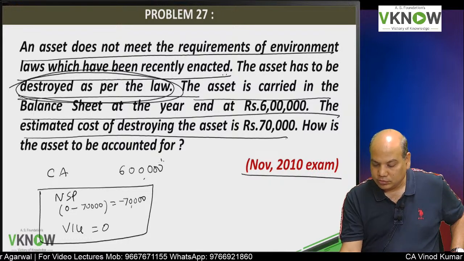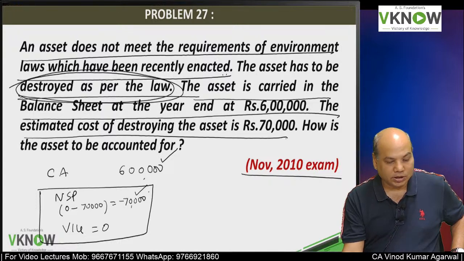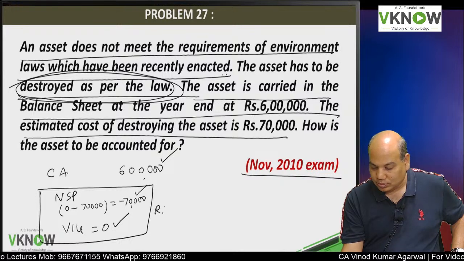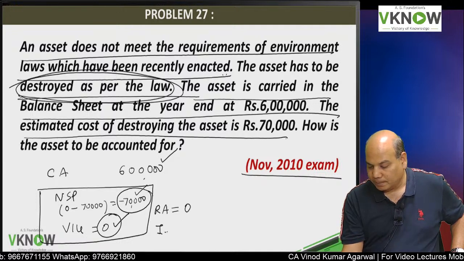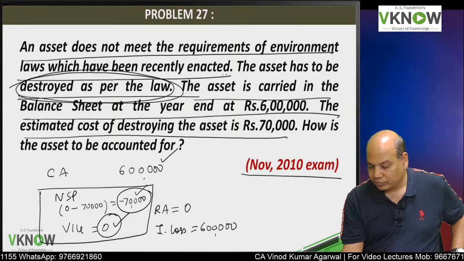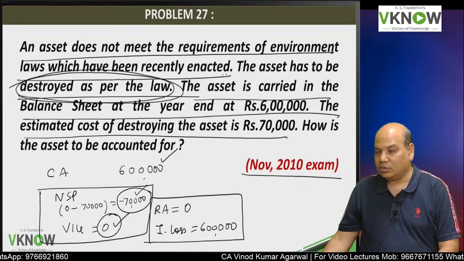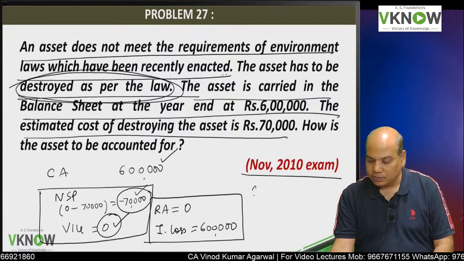Carrying amount 6 lakh, net selling price minus 70,000, value in use 0. Recoverable amount is the higher of these two, which is 0. Impairment loss is equal to 6 lakh. Carrying amount is 6 lakh, recoverable amount is 0, impairment loss is 6 lakh.